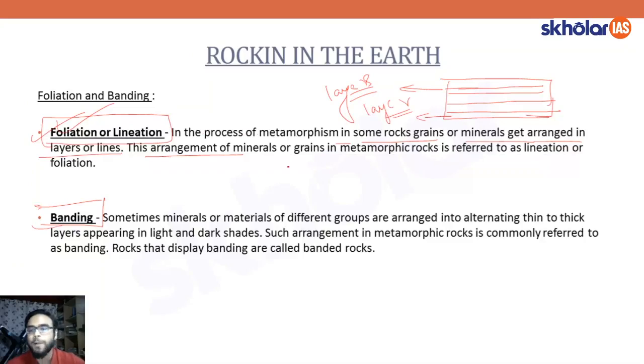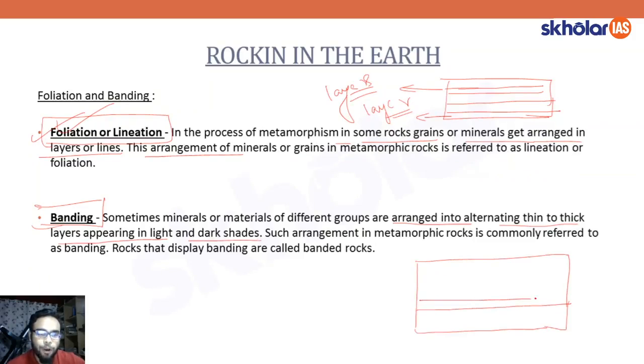What is foliation? Then what is banding? Sometimes minerals or materials of different groups are arranged into alternating thin to thick layers appearing in light and dark shades. Meaning that sometimes metamorphic rocks occur in layers, sometimes in the form of a thick layer and a thin layer, giving us an appearance of light color, then dark color, light color, dark color.